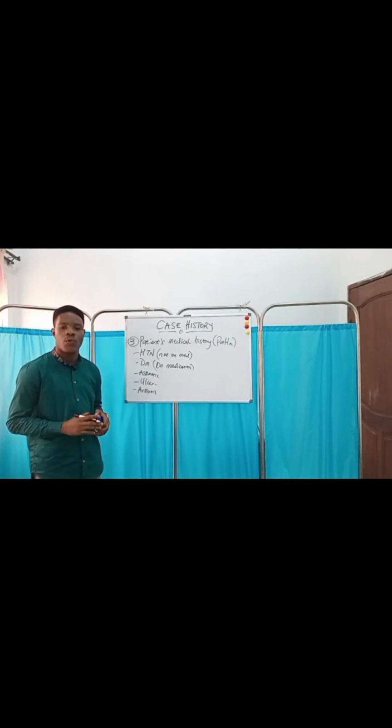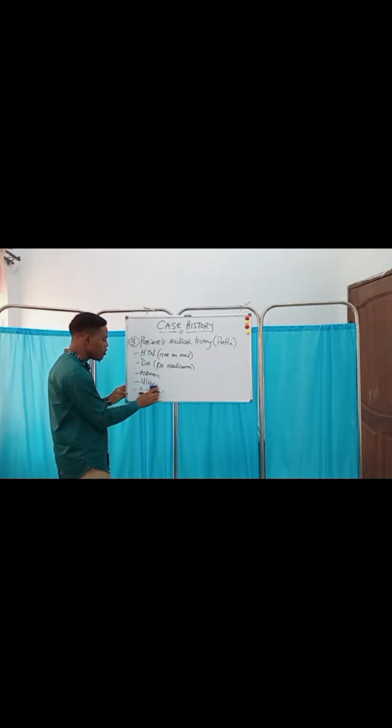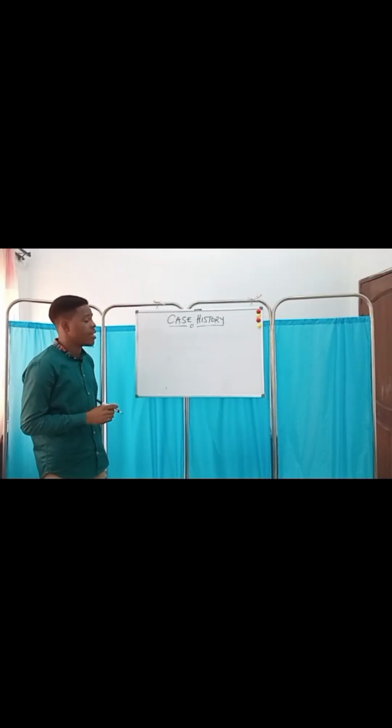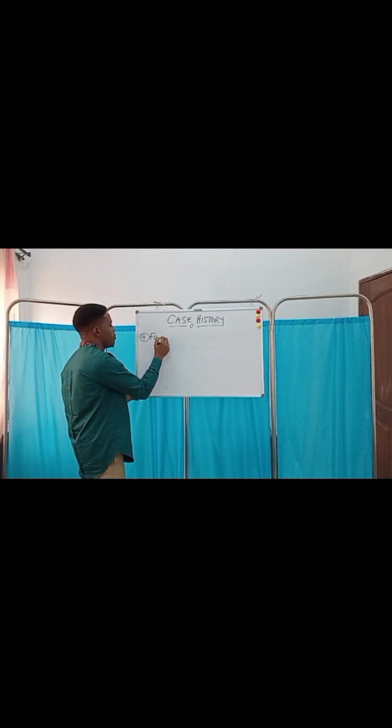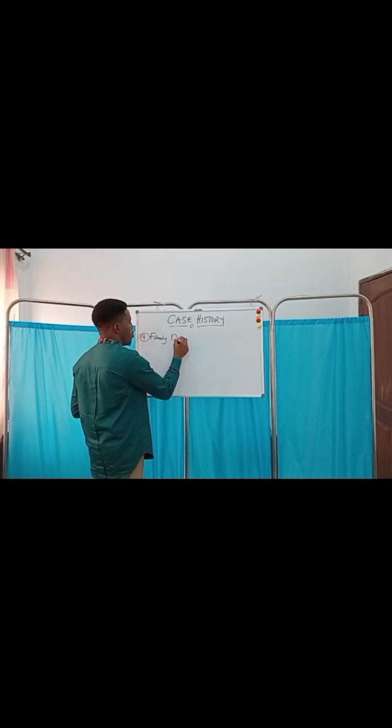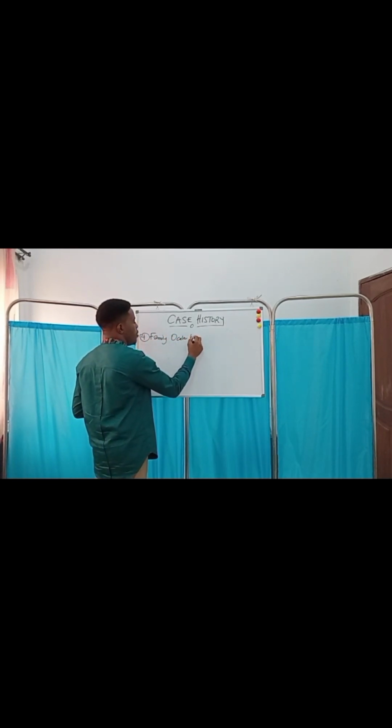And also for children, we want to find out how they were born. Were they born through cesarean section or were they born through direct means? So we want to know, it gives us a clue on what's going on in the eyes. So the fourth component of the case history is what we call the family ocular history.